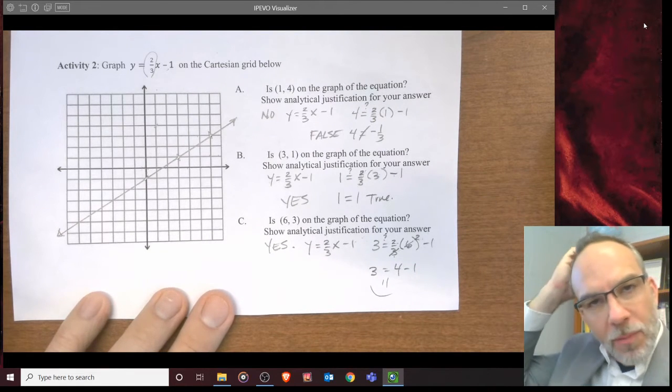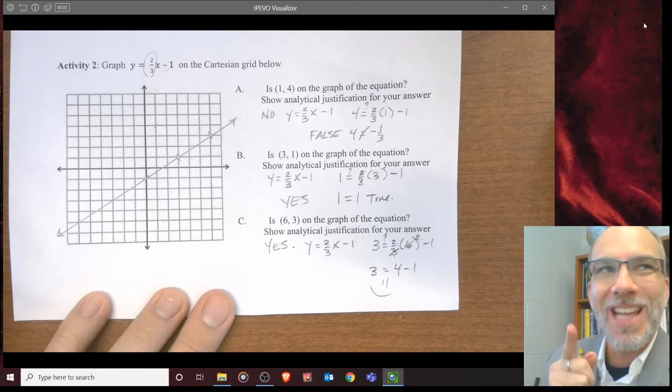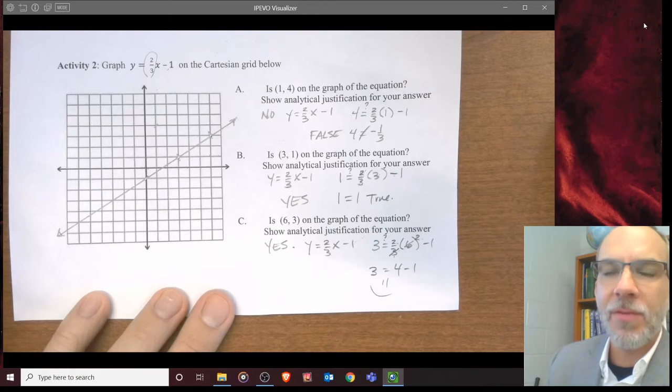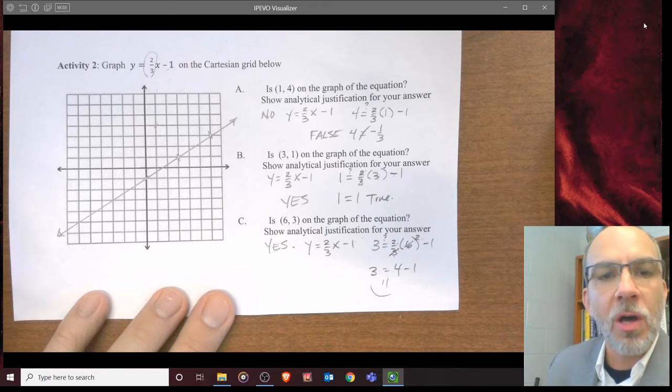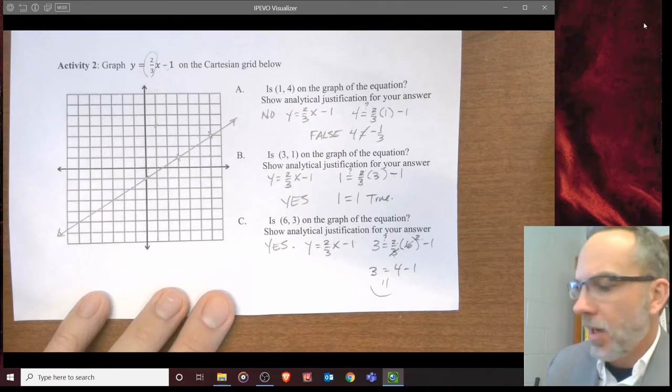Nice, okay. So remember that the solution points lie on the graph. The graph of an equation is the collection of all of the solution points. And so we did two here, and we played with these things. That was review.